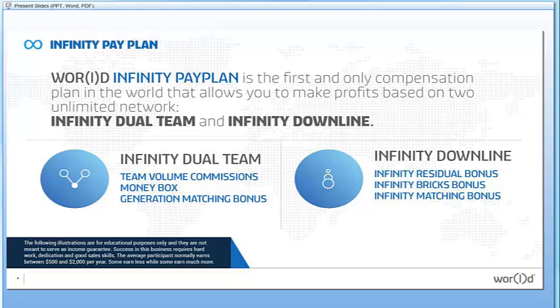Again, here it is. The World Infinity Pay Plan is the first and only compensation plan in the world that allows you to make profits based on 2 unlimited networks. And the uniqueness about this pay plan too, we are paid on the front end and we are paid on the back end. So there's different aspects of the pay plan that you get paid on the front end and the back end. And that's just beautiful. We have the Infinity Dual Team, which is very, very important. That gets created the moment you become an affiliate.